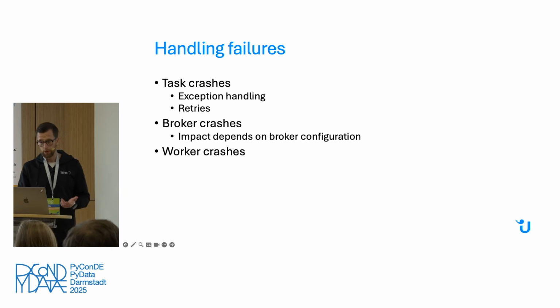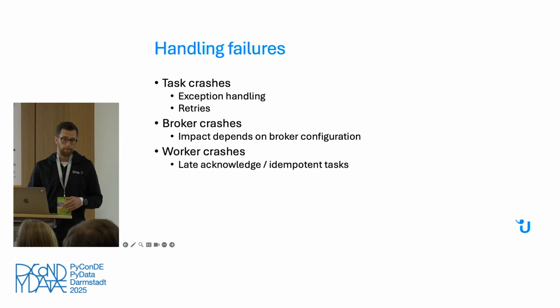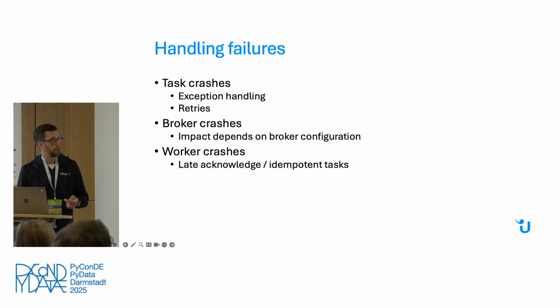You can also have worker crashes. The solution to that can be that you late acknowledge tasks, which means you only consider a task processed once it's actually done. By default, Celery considers tasks processed as soon as they go to the worker. But if you do that, you also have to make sure that your task can be executed twice without negative side effects. So that's also something you have to carefully balance.